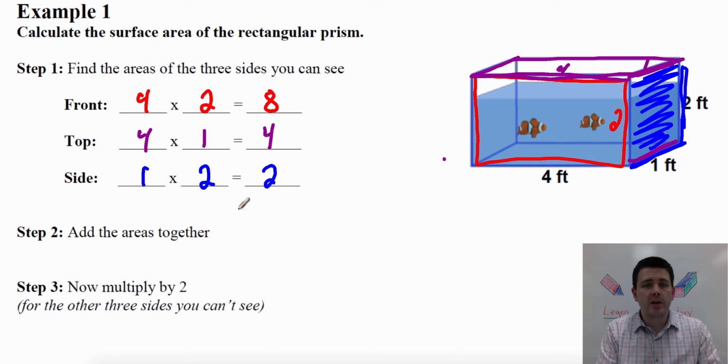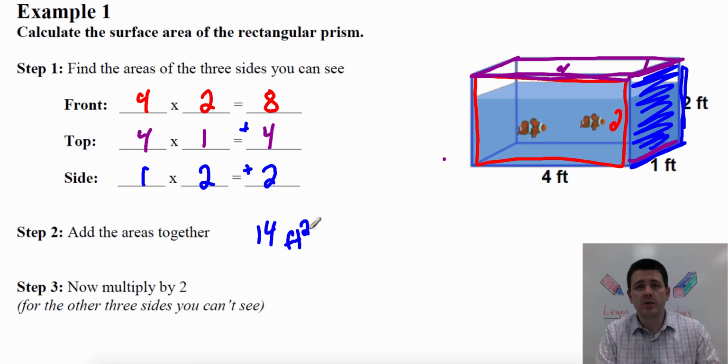Now I'm going to add these areas together. 8 plus 4 plus 2. 8 and 4 is 12, plus 4 is 14. So the area of those 3 sides is 14 feet squared. But that's only 3 of my sides. Remember, there's a matching side to go with it. So there's a matching left-hand side, there's a matching back, there's a matching bottom.